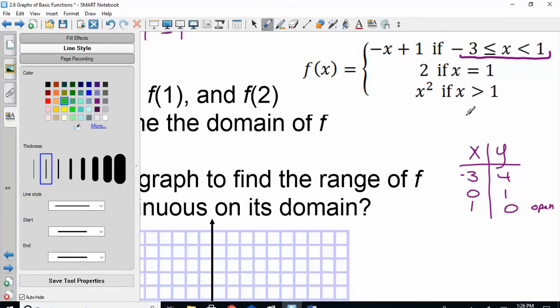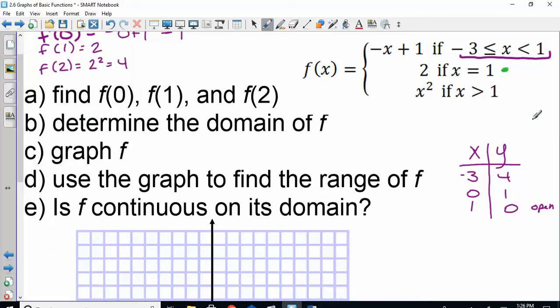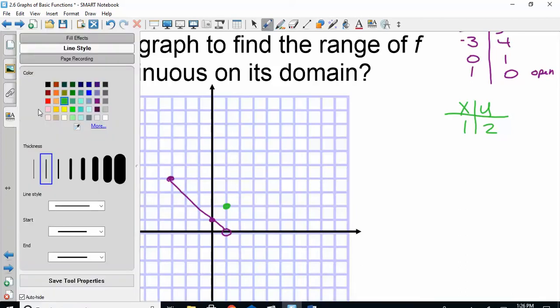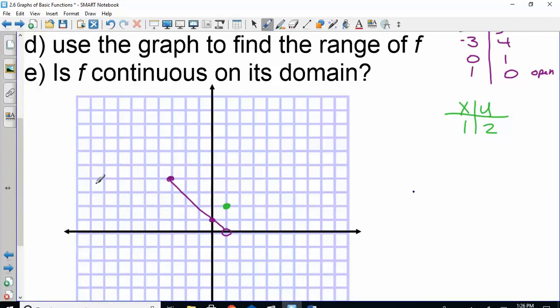The second piece, 2 if x equals 1. How do I graph that? If you made a t-chart, what could you plug in for x? 1, that's the only thing. What do you get out? It's just a single point on the graph. 1, 2. Third one.